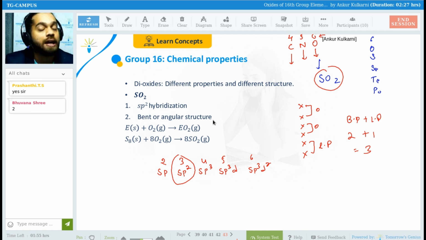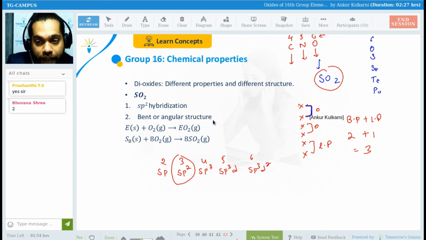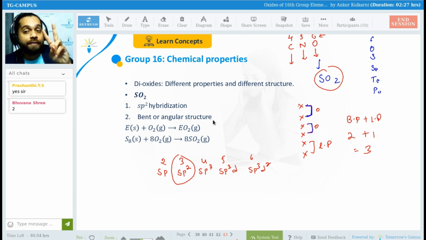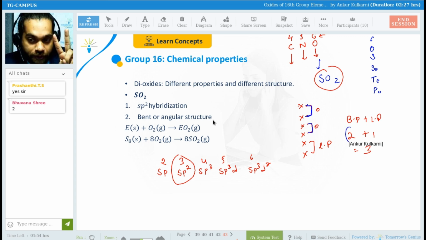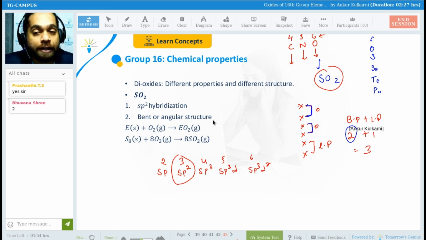So 6 electrons I have drawn: 1, 2, 3, 4, 5, 6 electrons. To that 6 electrons, we are now forming bonds. 1 oxygen forms 2 bonds, correct? So 2 bonds means 2 electrons over here. So 2 electrons of oxygen, 2 electrons of sulfur, that is 1 oxygen bond. I have 2 oxygens, so 1 more oxygen bond. That means I have now 2 oxygen bond pairs. Then the remaining 2 electrons I have are the lone pair.